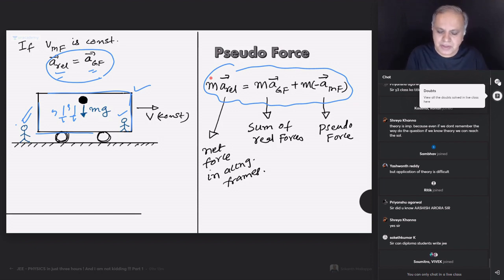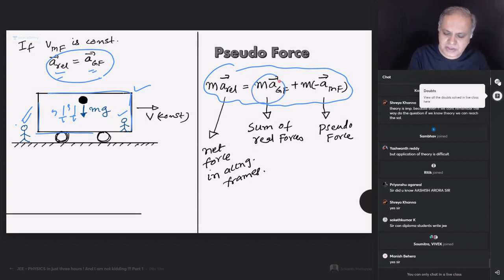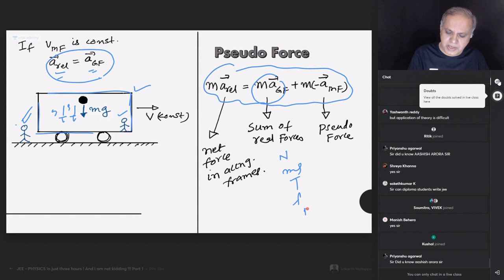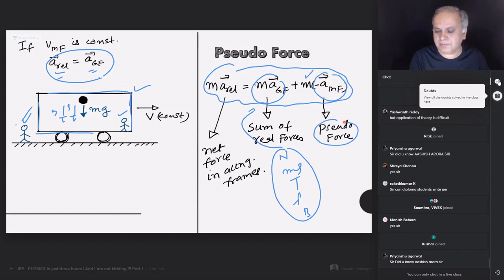That is, all this comes because of the real forces. Real forces may be normal force, mg, tension, friction, force of buoyancy. Many things might act on a body and they give this net force. And this is simply the mass of the body times the reference frame's acceleration in the opposite direction. That's what we call a pseudo force.